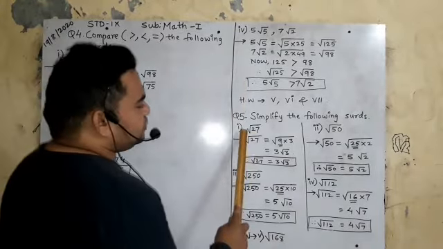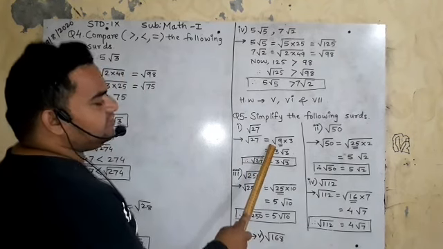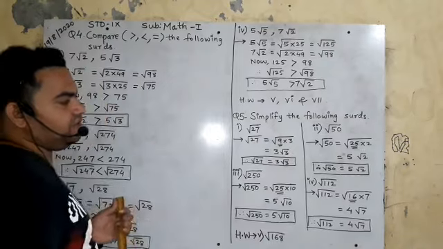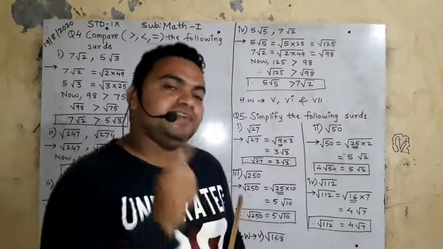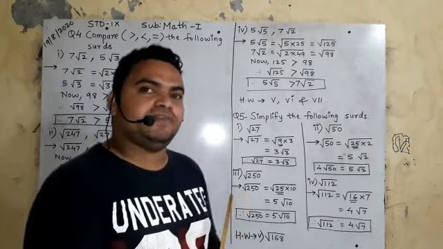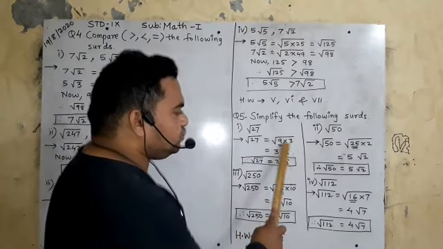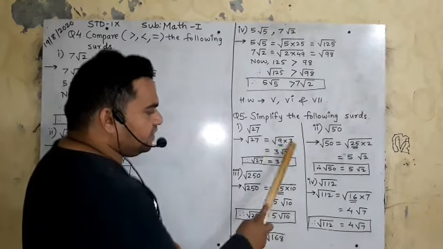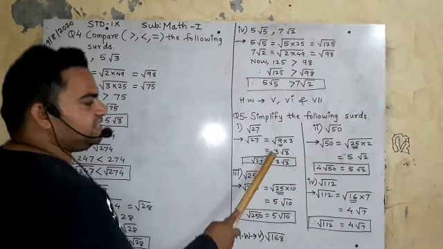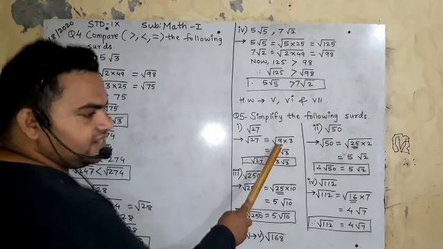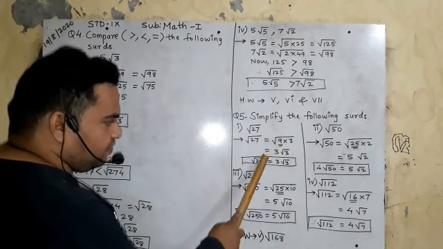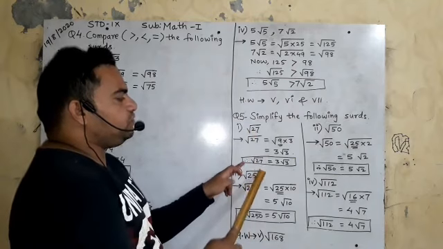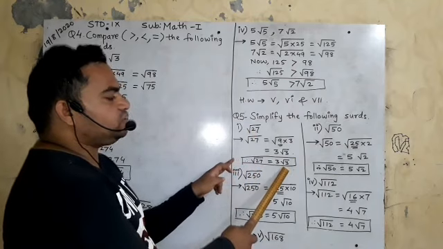See, square root 27. We will factorize it as 9 threes are 27. Why will we take only 9 threes are 27? Because from these two numbers, one number should be a perfect square, that is 9. 9 is the square of 3, so 3 will come out and this 3 will be as it is. So at last you have to write square root 27 is equal to 3 square root 3.